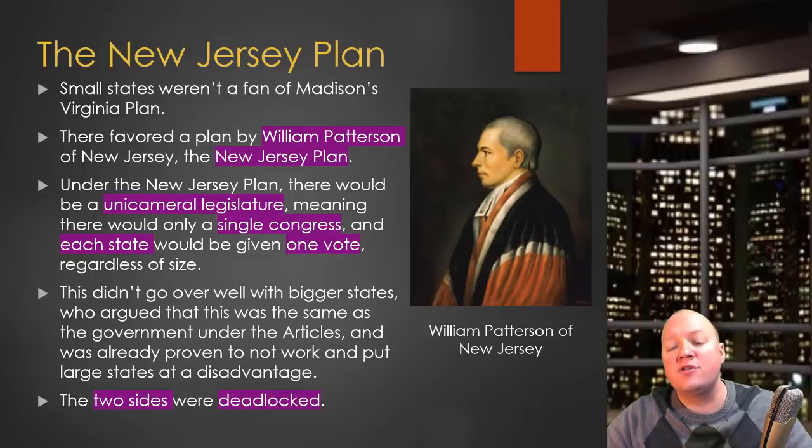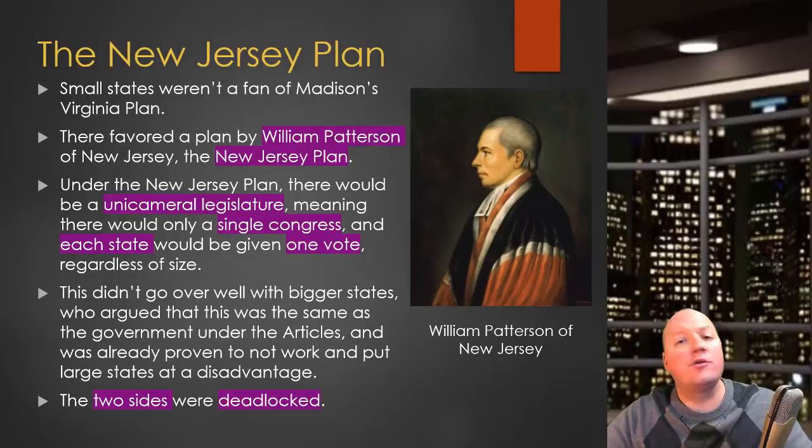Under Patterson's New Jersey Plan, the Congress would be unicameral. So una means one and cameral means house. So there would be only one house of Congress. There would not be two, there'd only be one, just like under the Articles of Confederation. And every state would get one vote, no matter how big or small their state was. So again, this is like the Articles of Confederation.